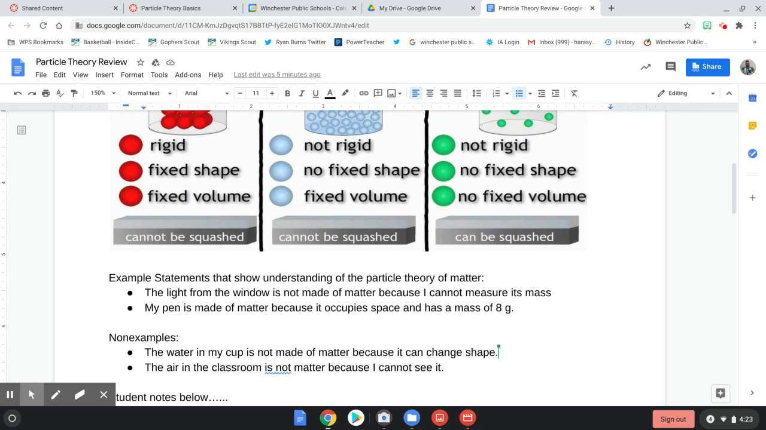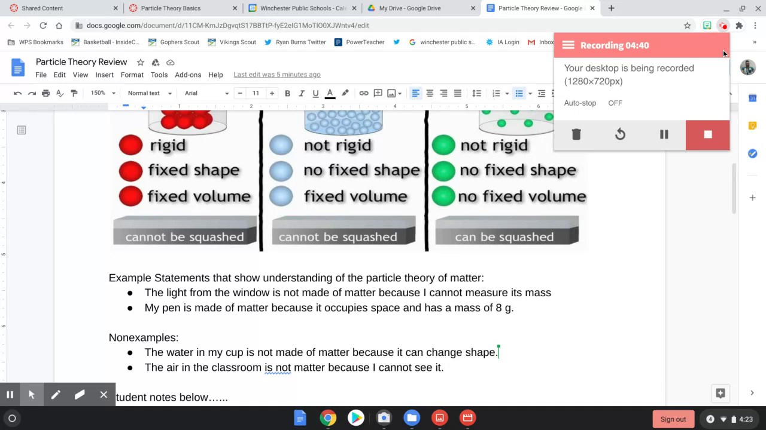So go ahead and move to the questions that are attached to these notes and answer them carefully so that you get them all right.